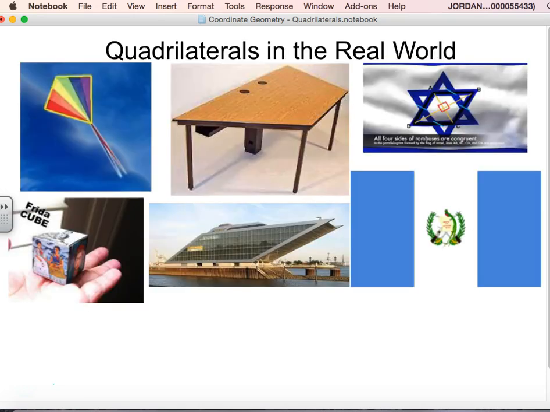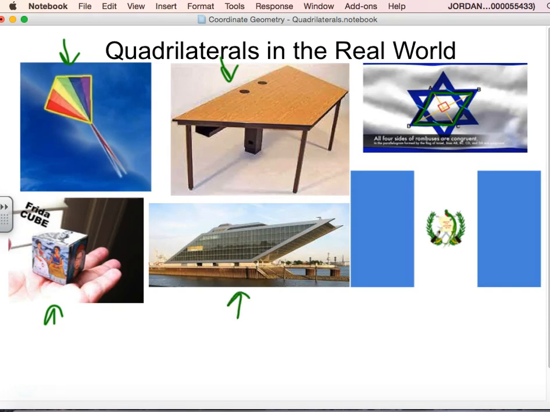So here's some quadrilaterals in the actual real world. So you can see right here, these are kites. I'm sure you guys are all pretty familiar with those. A kite that you could fly, it's in the shape of the quadrilateral of a kite. Then you got this table that is a trapezoid. Okay, then in this flag right here, it's the flag for Israel. You can see this shape right here is a rhombus. Okay, and then down here on the bottom left, you've got what's called a Frida cube. Frida was a Hispanic artist, and there's a lot of her famous paintings that have been made into a cube. So that's an example of a square, right?